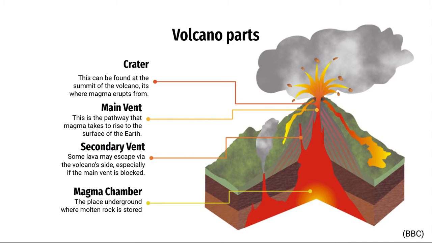These are the different volcano parts. At the very bottom, we can see the magma chamber. This is where the molten rock is stored. Then there's the main vent. This is the pathway that magma takes to rise to the surface of the earth.